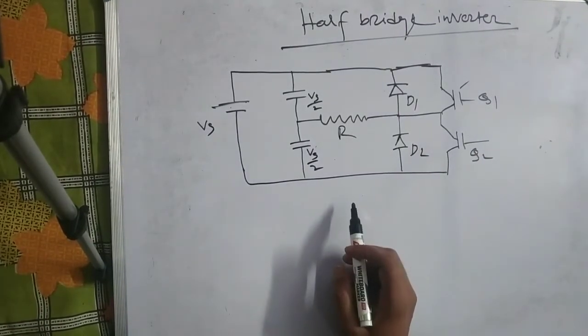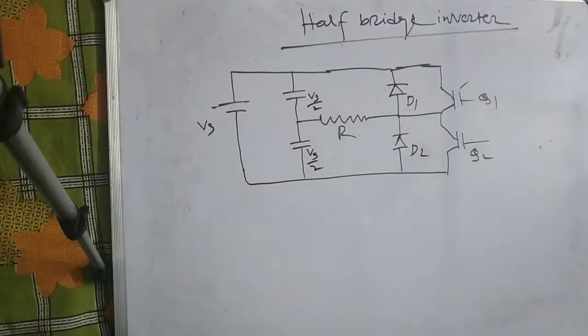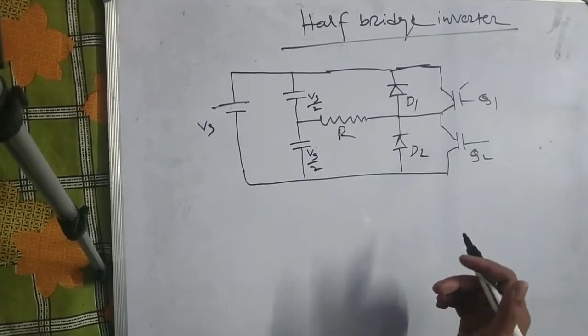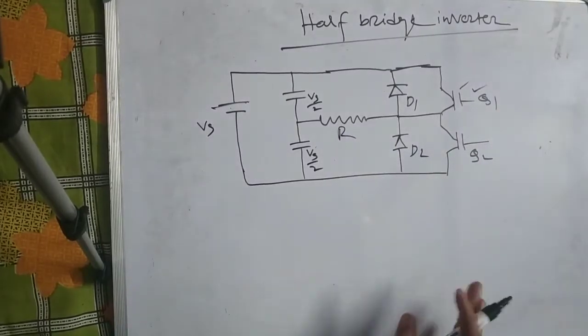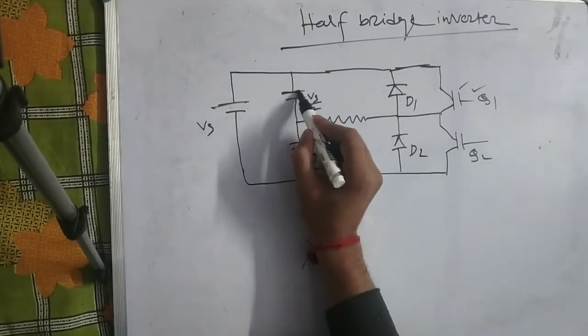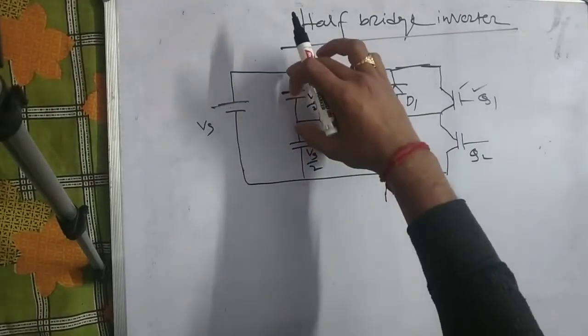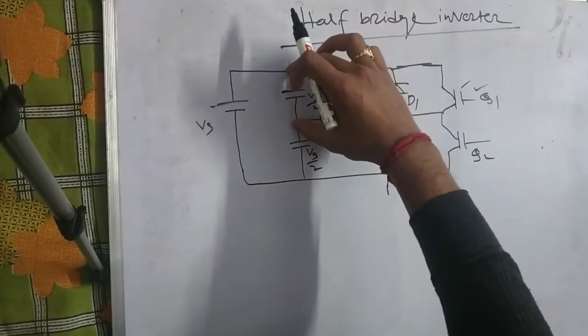Now we will discuss how the half bridge inverter circuit works. In an inverter circuit, from DC we will be getting an AC output. Now here we can see, when switch Q1 is on, what will happen? This capacitor has a fixed voltage Vs by 2. It will make a constant voltage Vs by 2.